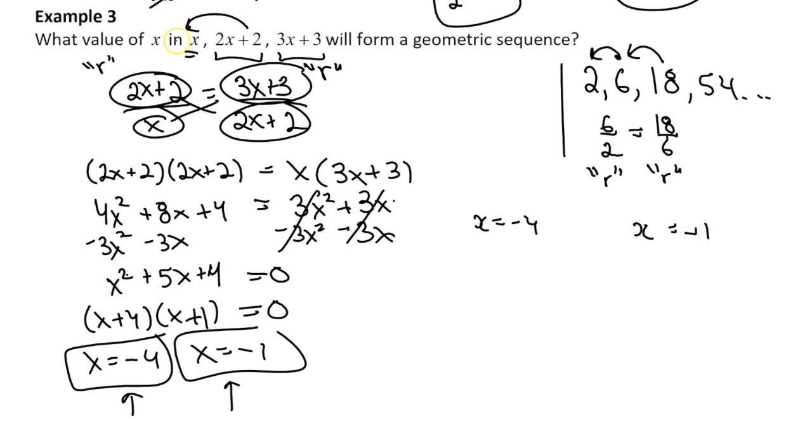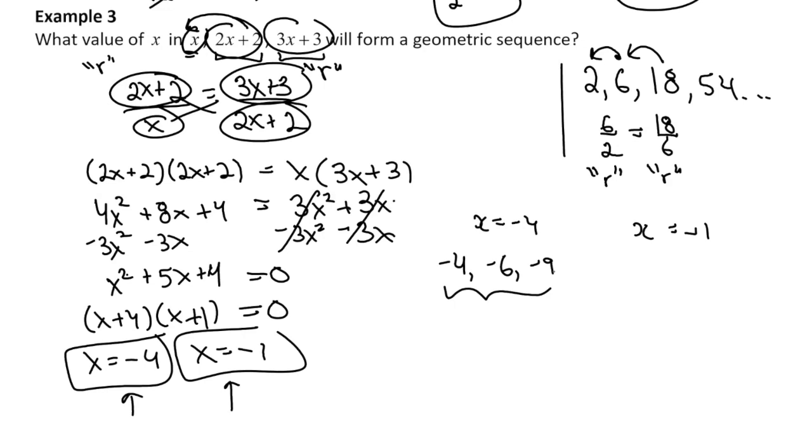If x was -4, let's list what would happen if we substitute in -4 for each of these values. You would get -4, comma, and then if we put in -4 for our second term, you would get -8 plus 2, so you would get -6, and then if you put in -4 there, you get -9. Sure enough, this would be a geometric sequence because you're multiplying by 1.5 each time.